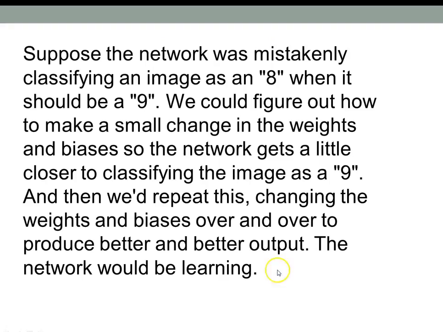Suppose the network was mistakenly classifying an image as an 8 when it should be a 9. We could figure out how to make a small change in the weights and the biases so the network gets a little closer to classifying the image as a 9. And then we'd repeat this, changing the weights and biases over and over to produce better and better output. Then we would say that the network was learning. And the question is, how are we going to change the weights?